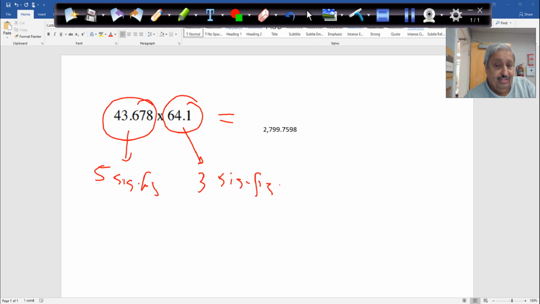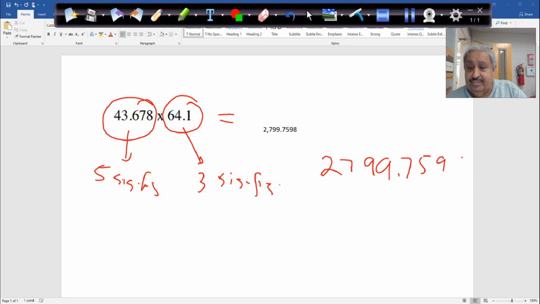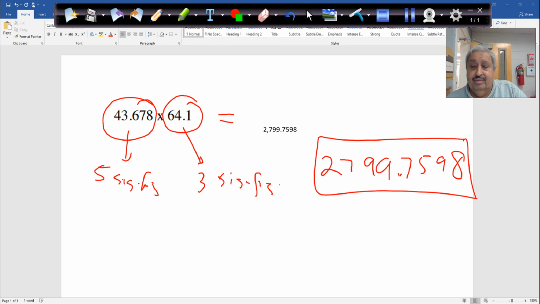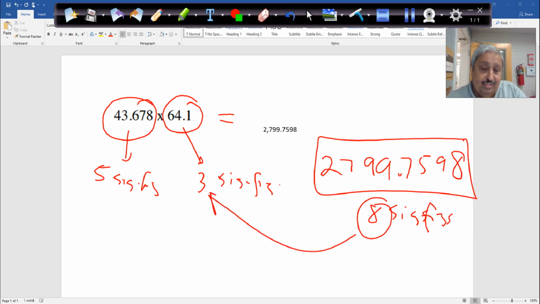So I have to have 3. So now I have 2,799.7598. How many sig figs do I have here? So 4 and 4, that's 8 sig figs. But I have this 8, I have to transfer it into 3. How should I do that? Somebody can tell me? Scientific notation, correct. Scientific notation, that's the way it is.